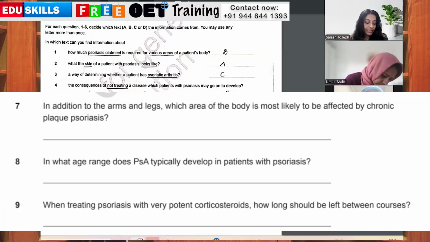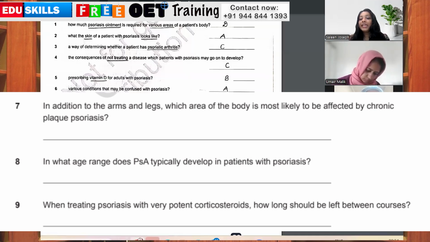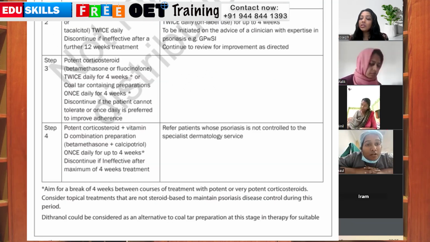9th question. When treating psoriasis with very potent corticosteroid, how long should be left between courses? That means if you are treating with very potent corticosteroids, they are asking about the gap between the courses. It is from text B, below the column. There is a statement: aim for a break of 4 weeks between courses of treatment with potent or very potent corticosteroids. So your answer is 4 weeks.